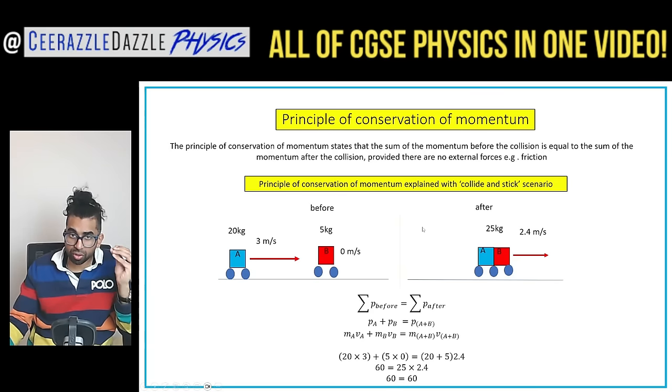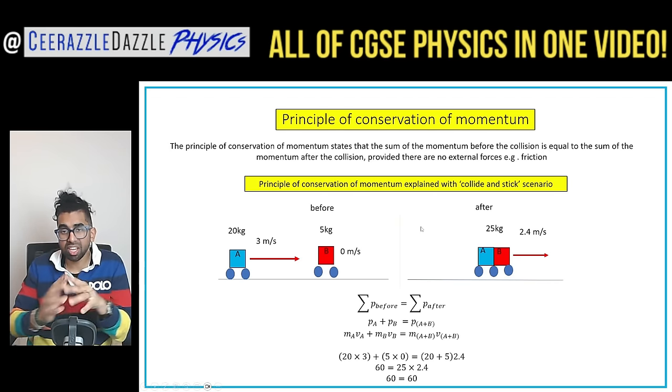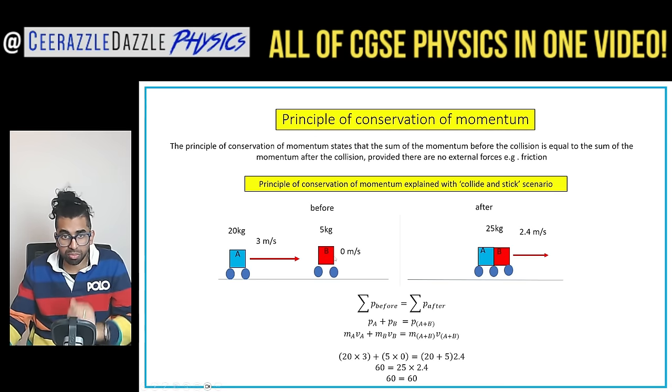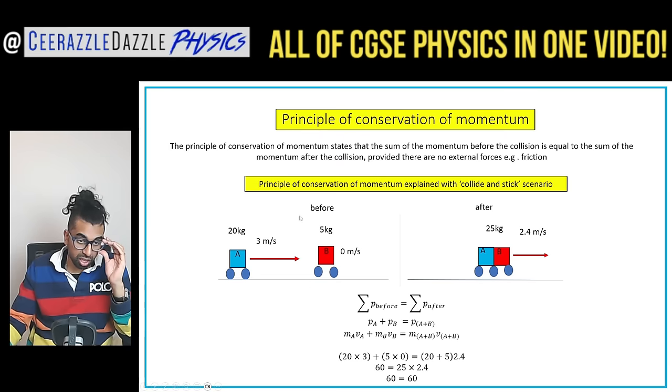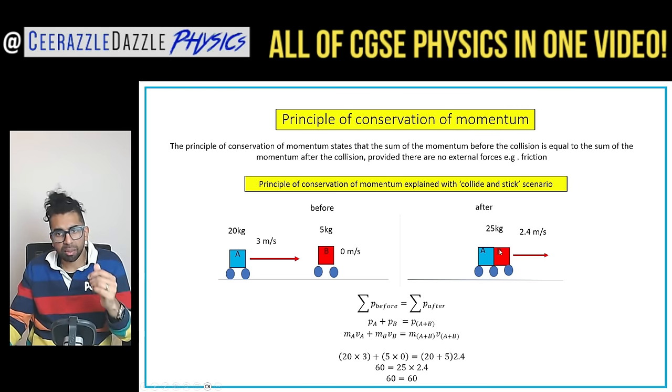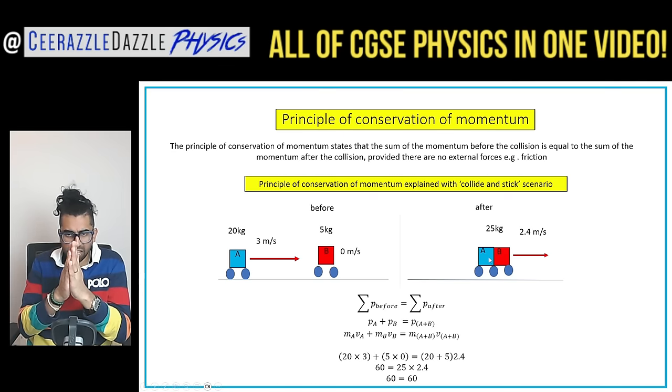The principle of conservation of momentum simply states that the sum of the momentum before the collision is equal to the sum of the momentum after the collision. So that means all the momentum before should be equal to all the momentum afterwards. I'm going to walk you through multiple examples so that you can get your head around it. So in this example, I've got car A colliding with car B. Car B is stationary. But afterwards, when they collide, they stick together and they move off.